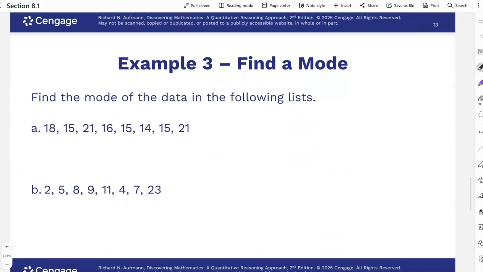Let's look at another example. We want to find the mode of these two data sets. So we have 18, 15, 21, 16, 15, 14, 15, and 21. I think it helps if you put them in order, but you don't have to. It looks like we have 3 15s here, but we only have 2 21s. So we do have some repeats, but 15 occurred most often. So that mode would be 15.